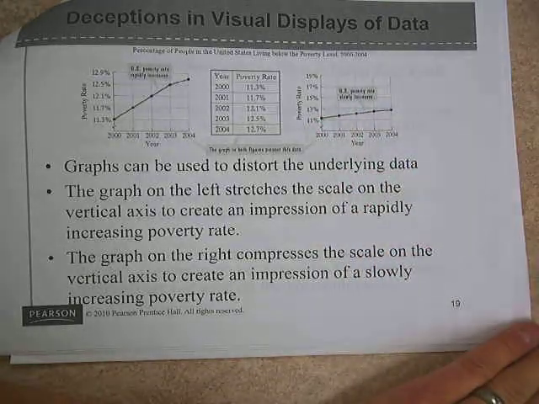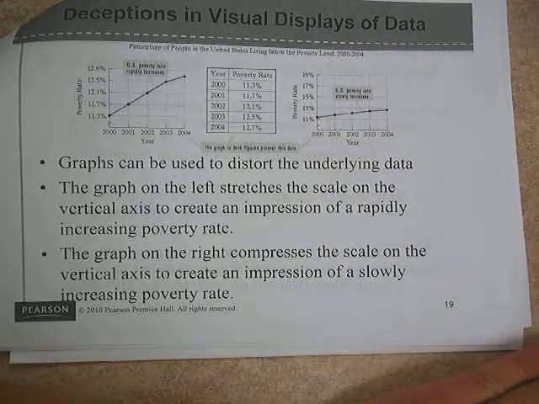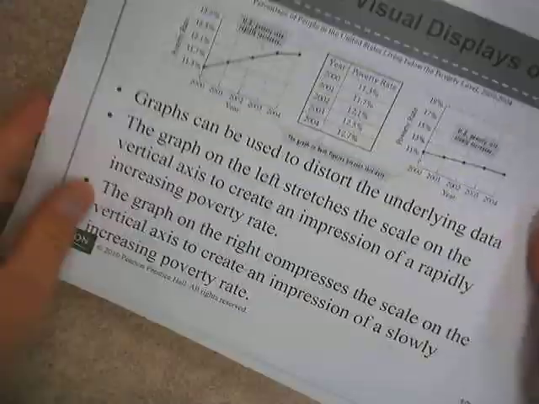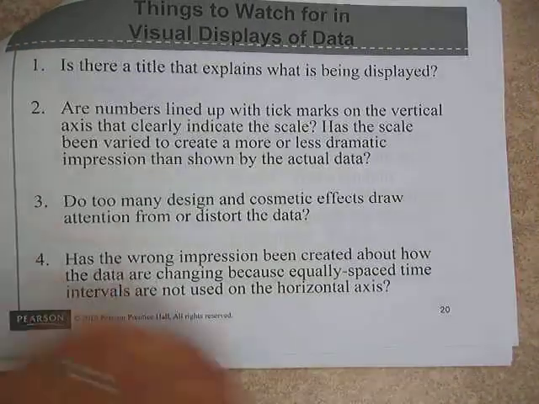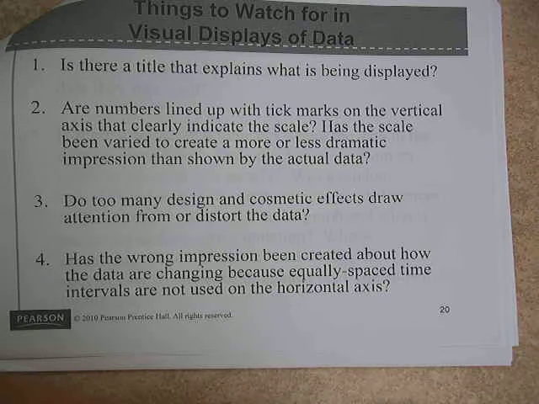When we look at the graph on the right, which is from the same data, it compresses the scale to give an impression of slowly increasing poverty rate. We could do the opposite: if we were trying to show that the poverty rate was not going up very fast, we could compress the y-axis, and make it look much flatter, and therefore it would look like way better news. So that's one deception dealing with displaying data.